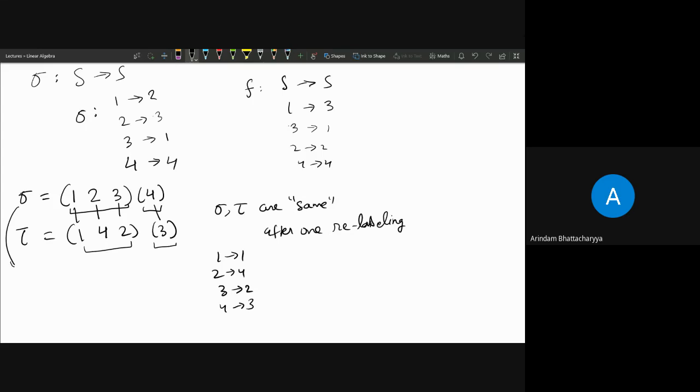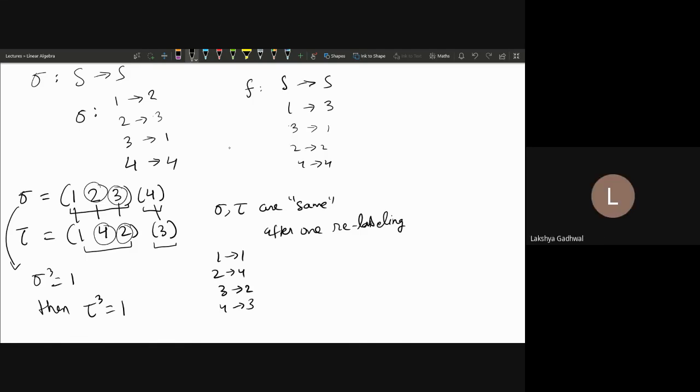That is, if I have any property about sigma, let's say sigma cube equals 1, then tau cube would also be 1. So the way sigma acts on 2, tau acts the same way on 4, and the way sigma acts on 3, tau acts the same way on 2, and so on.